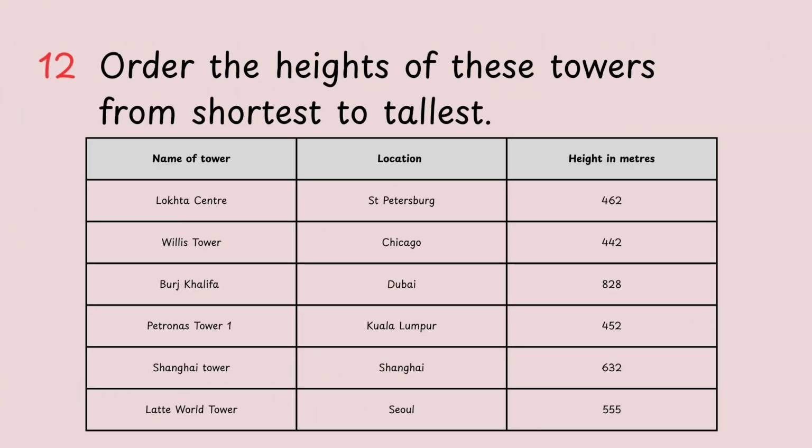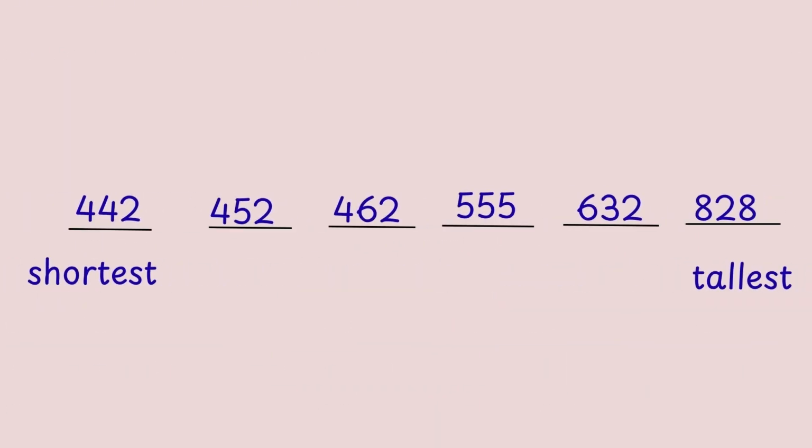Question 12. Order the heights of these towers from shortest to tallest. So you can see in the table the name of the tower, location, and height in meters. Let's look at the heights. So we have 462, 442, 828, 452, 632, and 555. So let's read our finished list of heights from shortest to tallest together. 442, 452, 462, 555, 632, and 828.